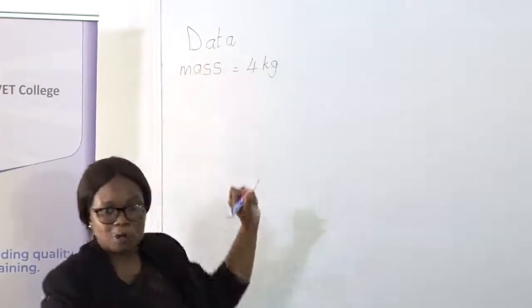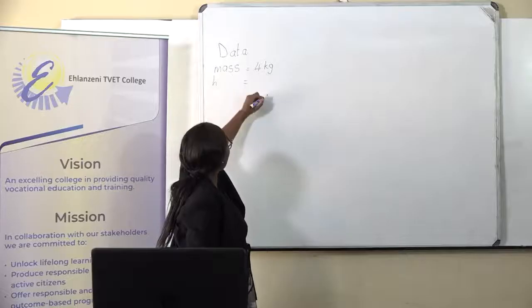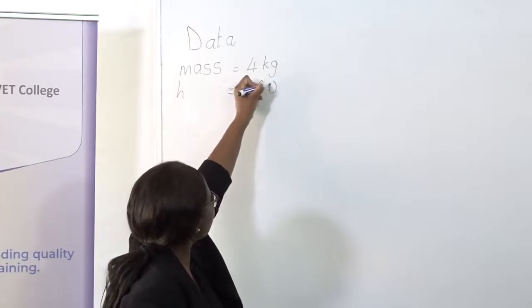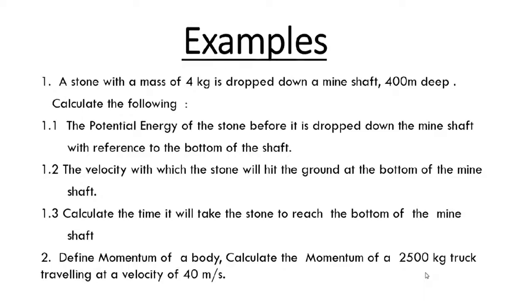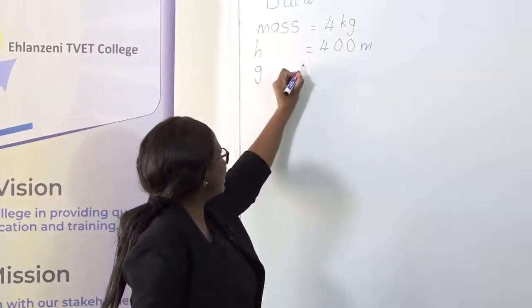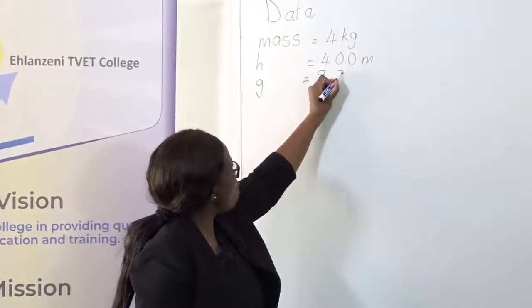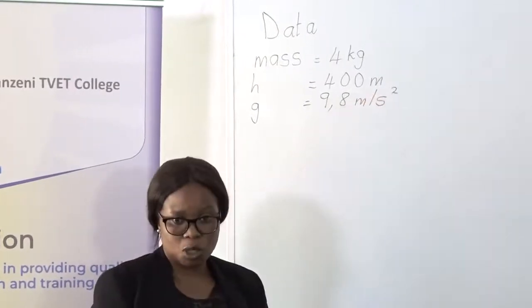What else are we given? We are given the height, which is 400 meters deep. The height, 400 meters deep. And the question is saying a stone with a mass of 4 kilograms is dropped down, which means the gravitational acceleration that we are going to use here is 9.8. So our G here is 9.8 meters per second squared. This is what we are given.